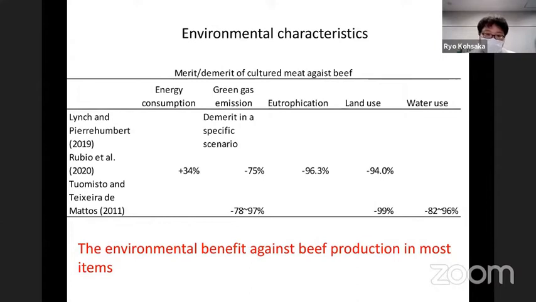Now, let me explain the environmental characteristics. To compare the environmental impact of cultured meat production with beef production, I can see many merits to producing cultured meat instead of beef traditionally. When we see research items like energy consumption, greenhouse gas emission, eutrophication, land use, and water use, we can see much advantage to producing cultured meat. One disadvantage can be energy consumption, and cultured meat might consume more energy than beef production. But normally cultured meat production uses fewer natural resources compared with beef.